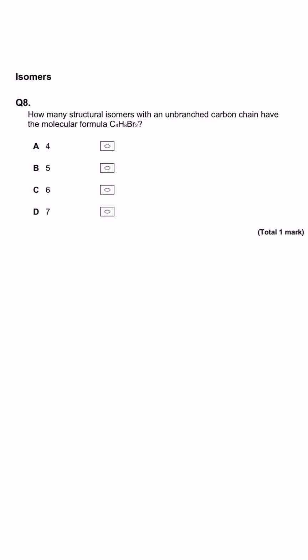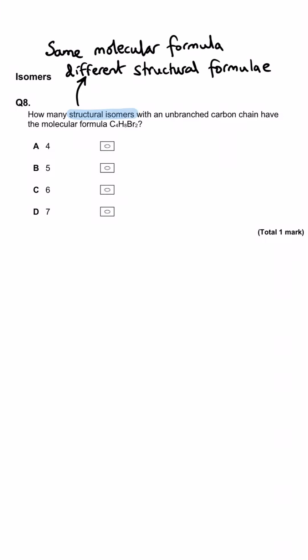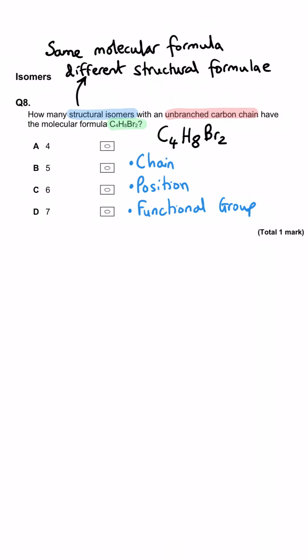How many structural isomers are there with an unbranched carbon chain that have a molecular formula C4H8Br2? Structural isomers can be chain, position, or functional group. Now, there is no functional group isomer of halogenoalkanes. We have to use unbranched carbon chains, so that means there's no chain isomerism, so we're only working with position isomers here, which means we're going to be moving those 2 bromine atoms around to see how many combinations we've got.